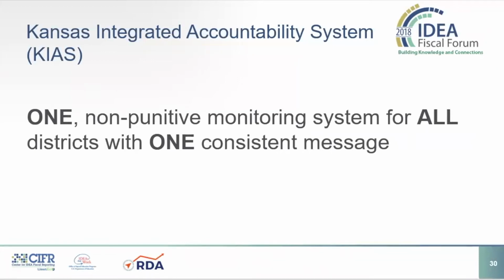And while we started with a risk-based system in our fiscal monitoring a number of years ago, we've since integrated that into our broader technical assistance and oversight system, our Kansas Integrated Accountability System, KIOS. And I'm going to talk a little bit more about what that looks like here in just a moment. But the real impetus for the change is that there is an inverse relationship between our capacity to provide technical assistance and the risk thresholds that we set.